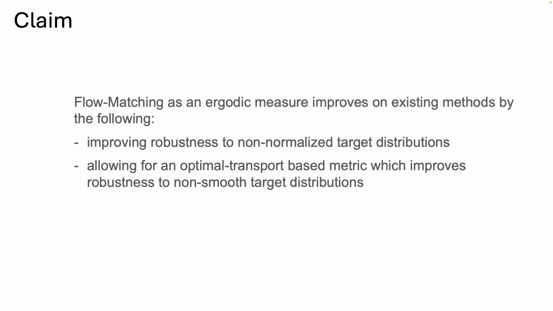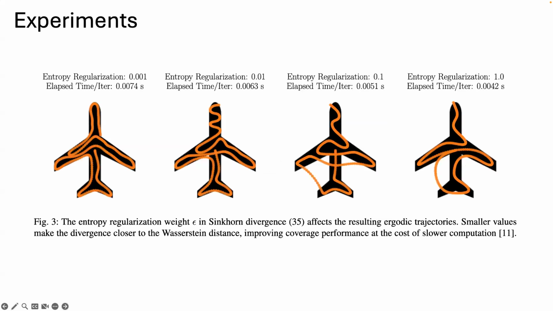Stein divergence. And I think in this case, because they use the Sinkhorn, they're able to use an optimal transport-based metric in lieu of the KL divergence. And this can lend better handling of non-smooth target distributions. And then the Stein divergence is also robust to non-normalized target distributions. And so, just a few experiments.